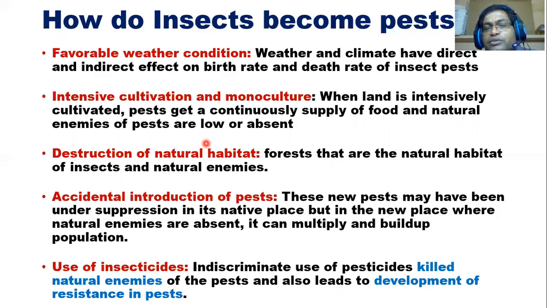First condition is favorable weather condition. You all know any organism needs a proper environment to breed and multiply. That's what you have studied in environmental biology about the ecosystem: it's an interaction of biotic and abiotic factors. Favorable weather is suitable for breeding, mating and laying of eggs, and multiplication of an organism tremendously and quickly. Then this will become a serious pest.